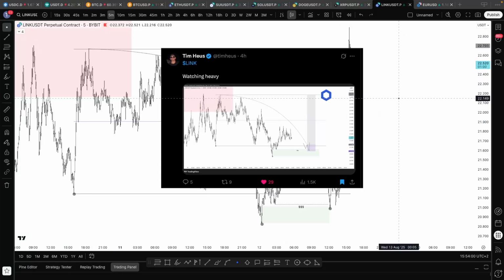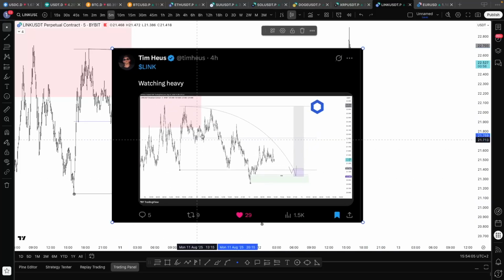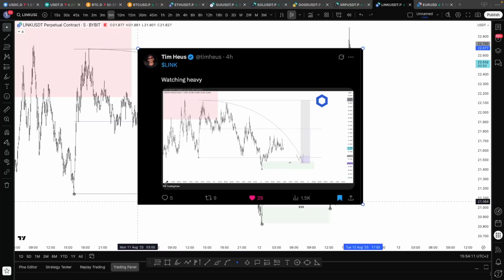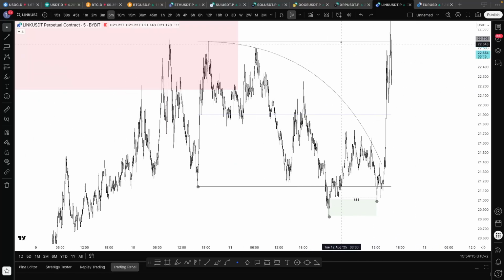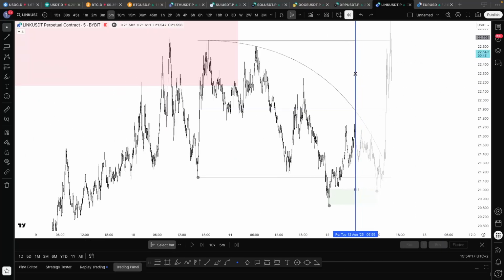On my X, I was saying link watching heavy, and this was a very nice range, and you can see those stops. You can see the 1, you can see the 2, you can see the 3, you can see the 4, you can see all those highs stacking up on each other, which are there to take for the market makers, all liquidity. So let's go back in time a bit and trade this range as a real trade.